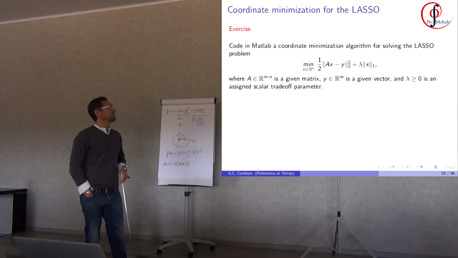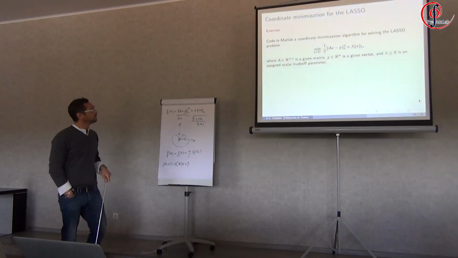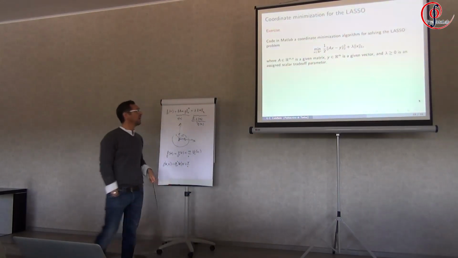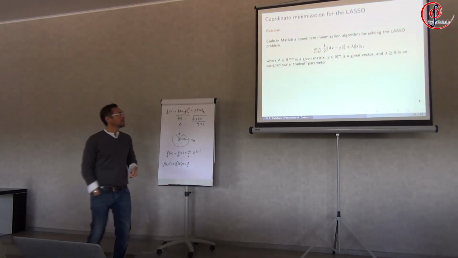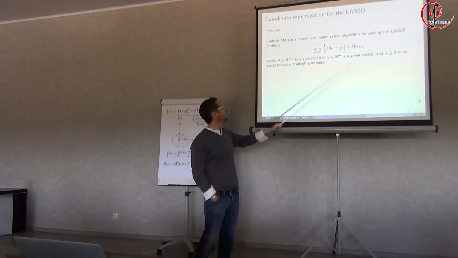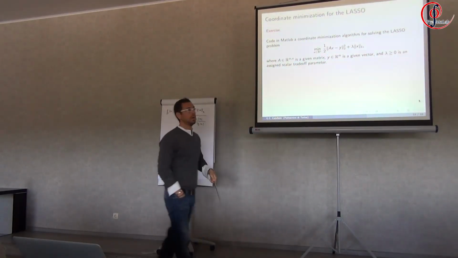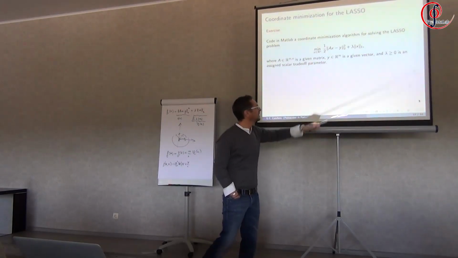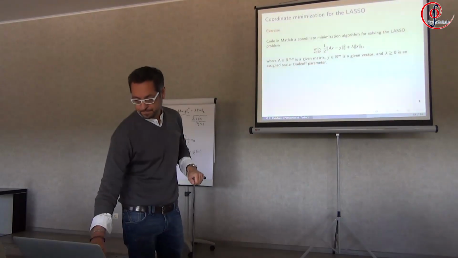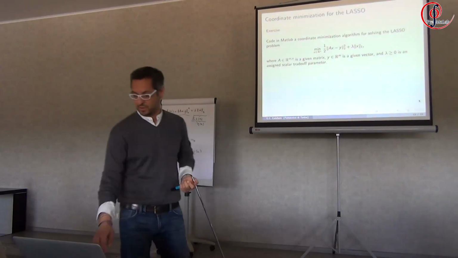So the exercise is just to apply this idea to this problem, to the lasso. You can go to MATLAB and code your coordinate minimization algorithm for solving the lasso. Basically, you should write a function that is given a matrix A and a vector y and some parameter lambda, which is the trade-off parameter here. Lambda is some number greater than or equal to 0, and then you should write your coordinate minimization method for the lasso.